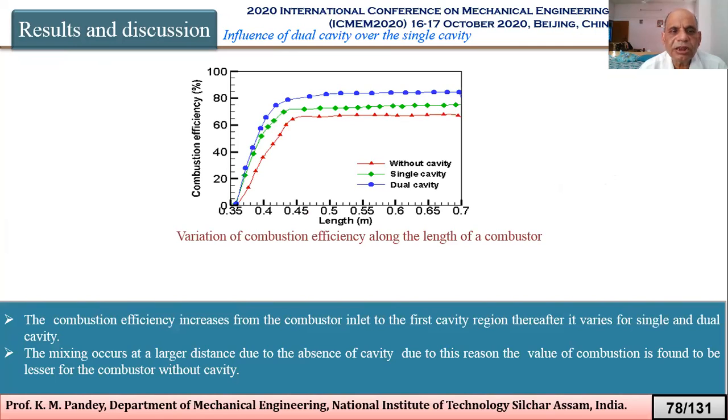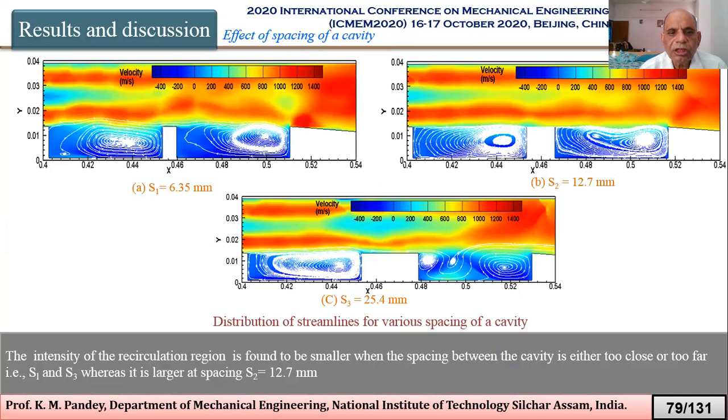And what we observe is that the combustion efficiency is maximum for the dual cavity. Then these are the diagrams with variation of spacing, that is S1, S2 and S3. And we observe that the intensity of the recirculation region is found to be smaller when the spacing between the cavities is either too close or too far, that is S1 and S3, whereas it is larger at spacing S2 equal to 12.7 mm.